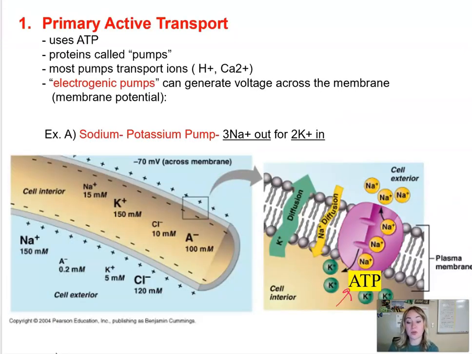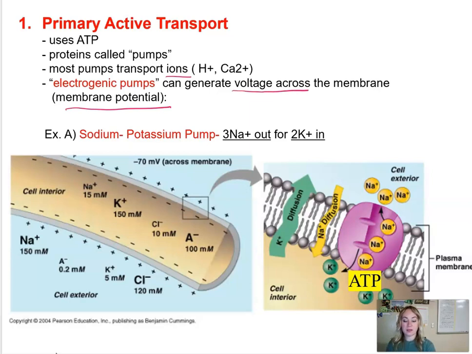All right, so let me give you an example of a primary active transport. As I mentioned before, they're going to use ATP directly. So they're going to hydrolyze the ATP, and these proteins are generally referred to as pumps because they're going to be moving molecules across the membrane, and oftentimes they transport ions such as hydrogen, calcium. As you can see here, we have sodium and potassium. Because they are moving ions across the membrane, we will refer to them as electrogenic pumps. Which means they can generate membrane potential, meaning they can generate voltage across the membrane.